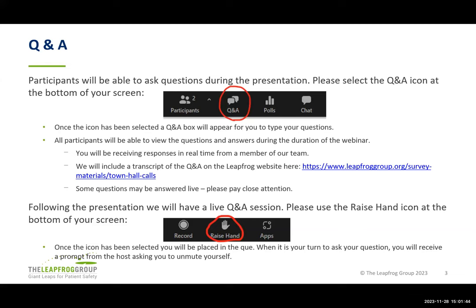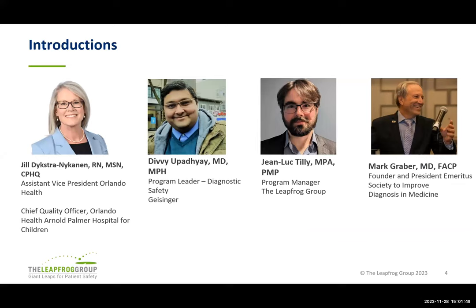So speaking of our speakers, honestly, we have a great lineup for you this afternoon. First up will be Jill Dykstra-Nykanen. She's the Chief Health Quality Officer at Orlando Health Arnold Palmer Hospital for Children. Jill's hospital was one of those that participated in our pilot survey last year. And from talking with her, we've learned a great deal about how they've approached reducing diagnostic errors. And we're hoping in turn she'll have a chance to tell you all about it today.